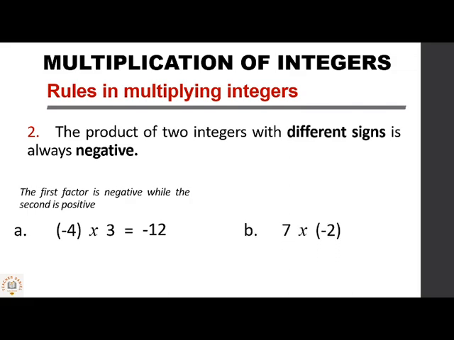Next, letter B, positive 7 times negative 2. As you can see, the first factor is positive, while the second factor is negative. So the answer is negative 14. Always remember, the product of two integers with different signs is always negative.